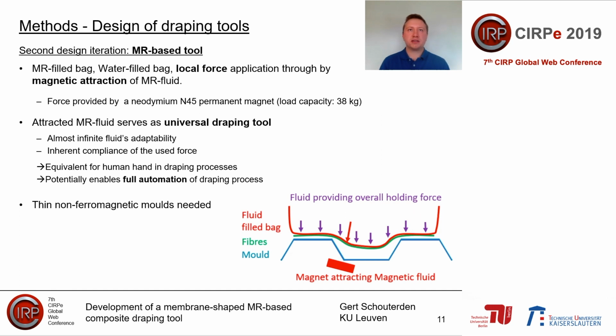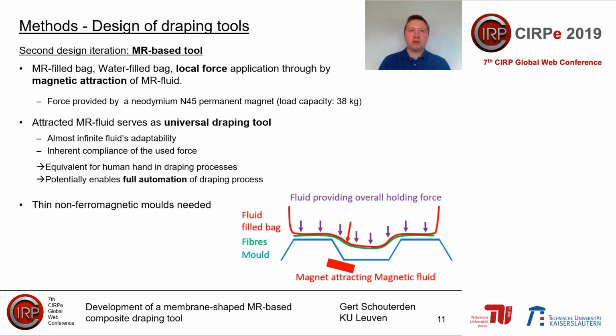In our second design iteration, we fill the membrane with MR fluid. Here we apply a local force by magnetic attraction of the magnet on the other side of the mold. This attraction force has some interesting characteristics. You are attracting a fluid to drape the fibers, thus you also have a tool that is infinitely adaptable to all features. Also, this attraction force is well controllable and inherently compliant.